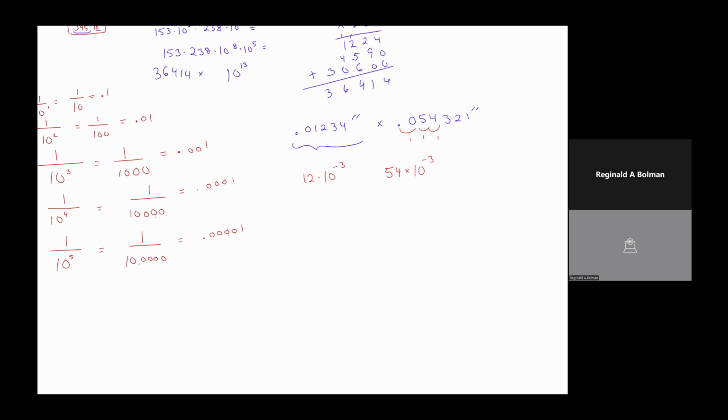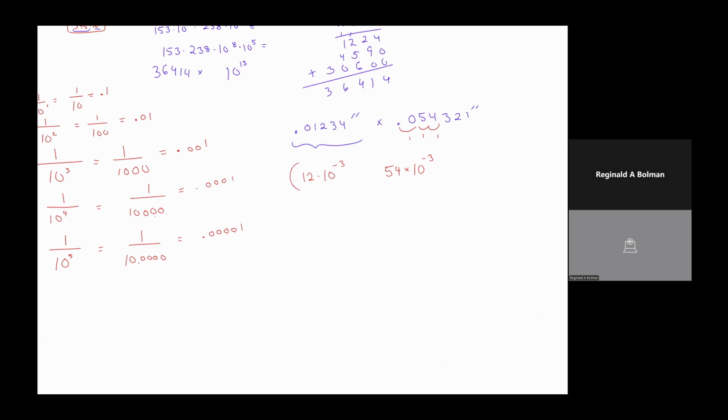If you were to multiply these two quantities together, by the associative law, you can, of course, remove the parentheses. So you would have 12 times 10 to the negative 3 times 54 times 10 to the negative 3. And you, by the commutative law, rearrange your terms, your 12 and your 54 together. So you have 12 times 54 times 10 to the negative 3 times 10 to the negative 3.